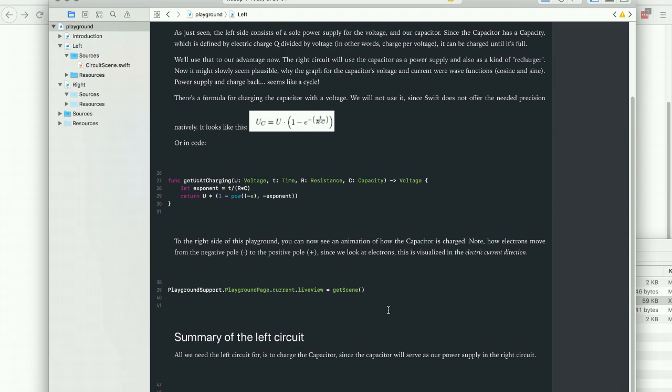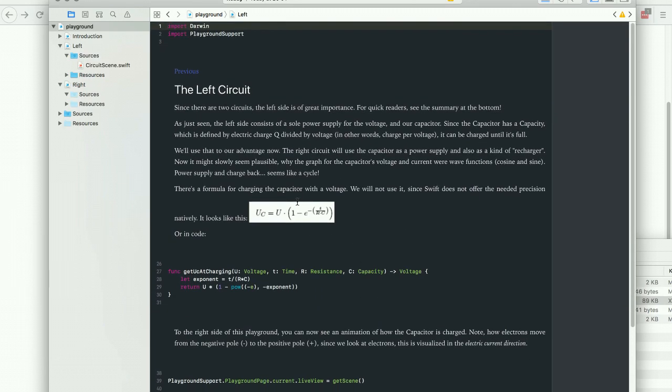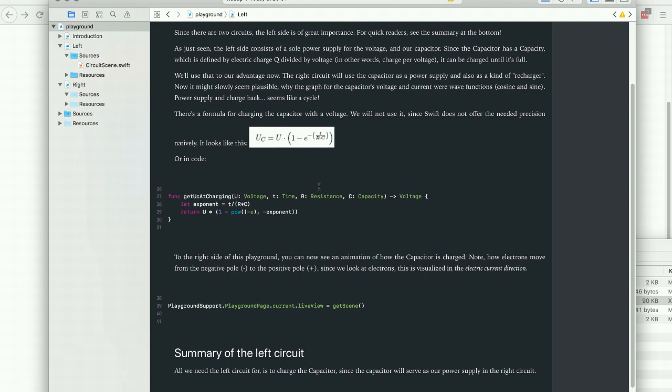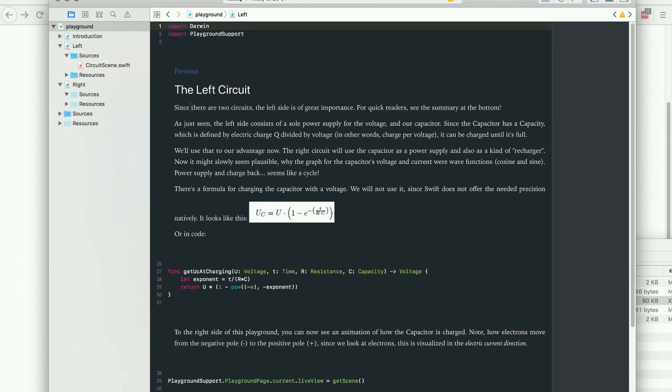So if you click it, you get here. And yeah, I know there are some physics or mathematical looking functions, but don't be scared if you don't like physics. This isn't too hard to understand, since math is only a tool you need for physics to be put in other words, and those words are mathematical equations. Since there are two circuits, the left side is of great importance. For quick readers, see the summary at the bottom.